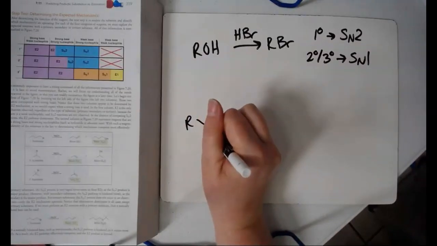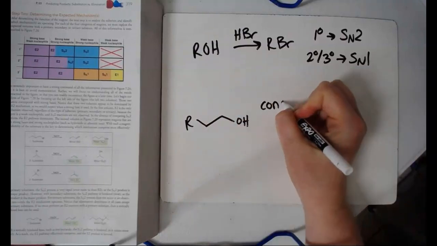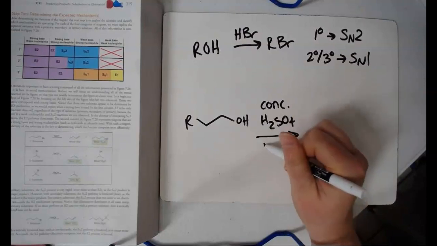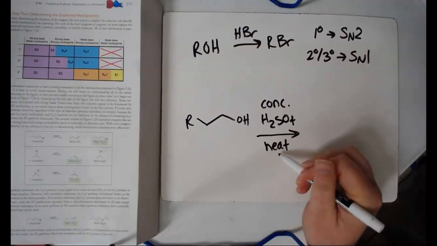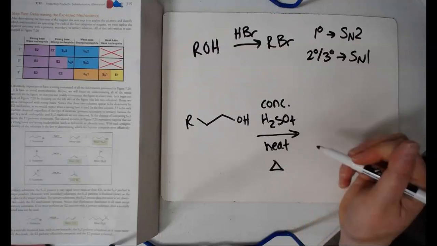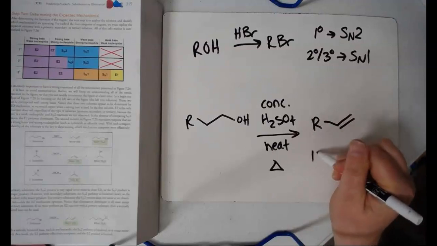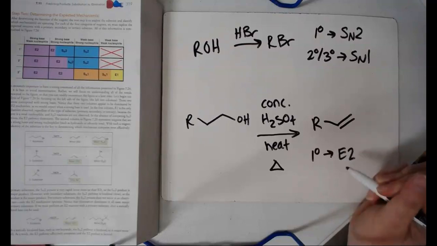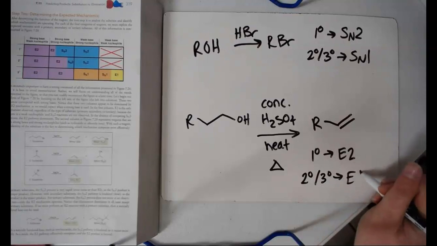If we start with an alkyl alcohol and we react it with concentrated sulfuric acid with heat. Now heat can be abbreviated with a symbol as well. So instead of writing the word heat, I could draw a triangle, and that also means heat. We will make the alkene. If this is a primary alcohol, it will go through our E2 pathway, and if it's secondary or tertiary, it will go through our E1 pathway.